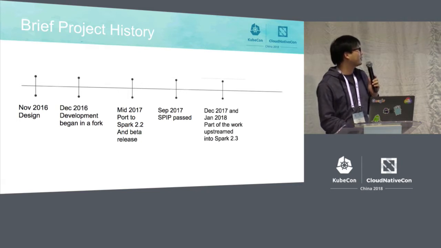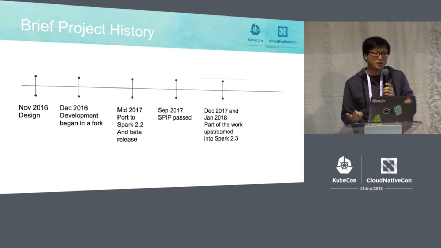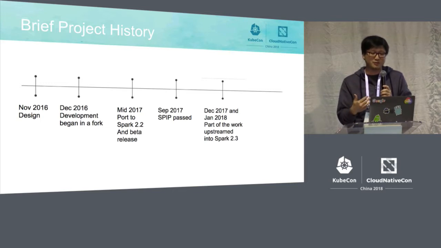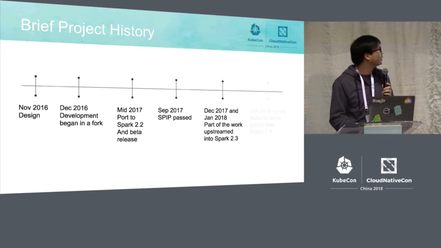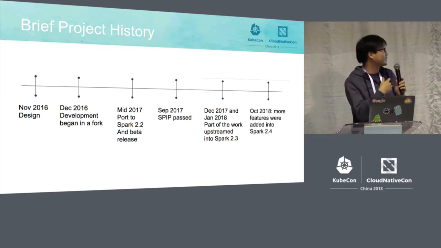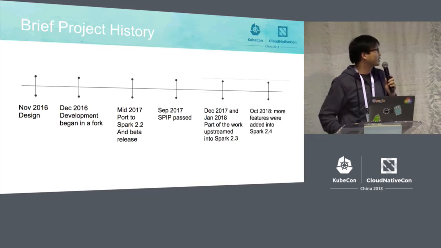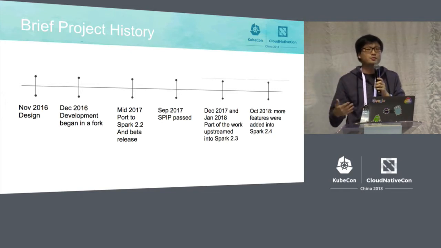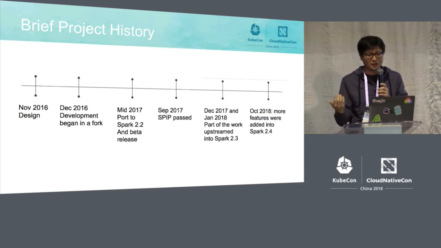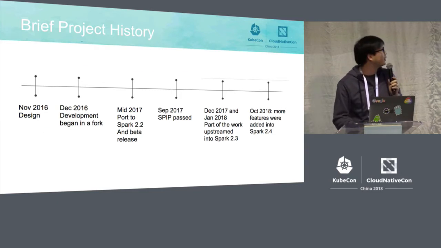Around the time frame of December 2017 and January 2018, part of the work that we did in the fork was upstreamed into Spark 2.3. That's when the work was seen by the mainstream users. Basically, people started to talk about Spark on Kubernetes since the release of Spark 2.3. In October, just about a month ago, we added more features into Spark 2.4 that I will talk about in the later part of the presentation.